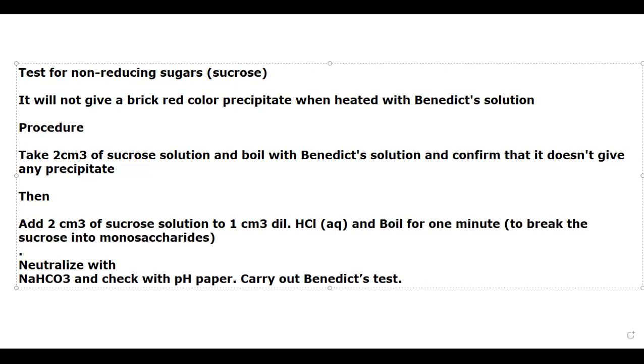So, what are you doing? Add 2 cubic centimeter of sucrose solution to 1 cubic centimeter of dilute HCl aqueous and boil it for 1 minute. Boiling will make that breaking faster. What is the benefit of boiling? It helps in breaking the sucrose to monosaccharides faster.